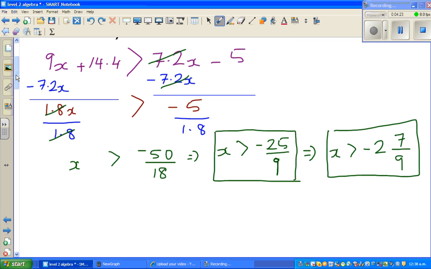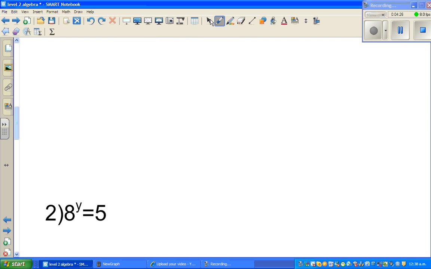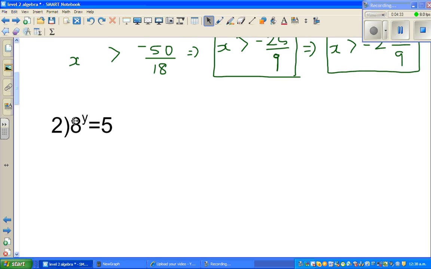Okay. Let us do one more question. Now this is a power question. Whenever you have a power as a variable, one of my teachers used to tell me, hit it with a log. Okay, so let me write the question. This is 8 to the power of y is equal to 5. You can also estimate by using logic. 8 to the power of y is 5, so y should be between 0 and 1.